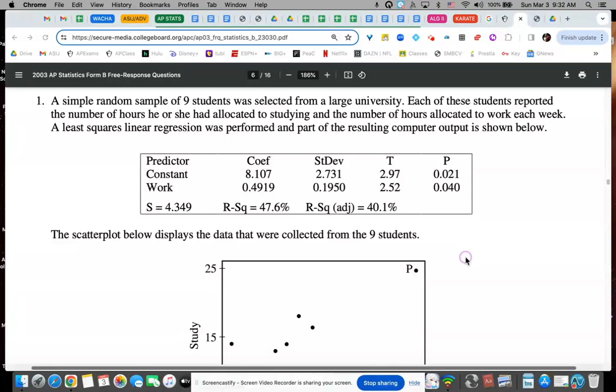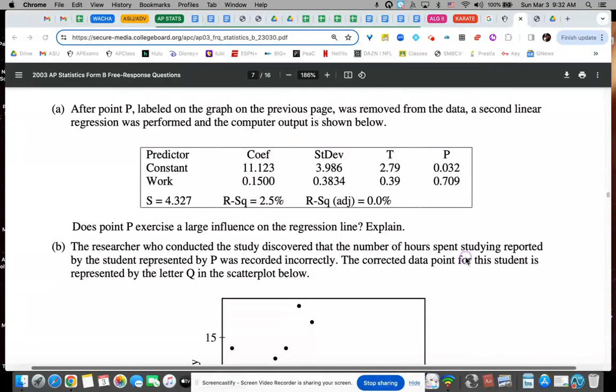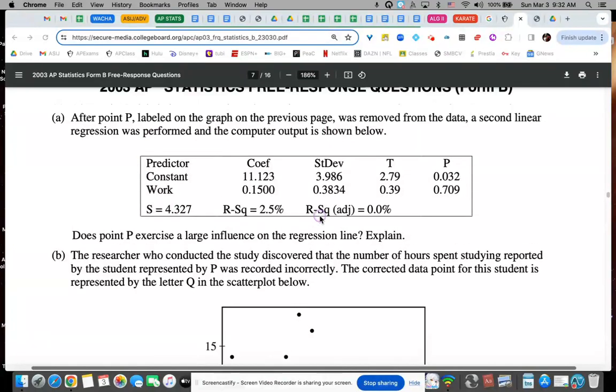Okay, so let's get to the actual question. That's down on the next page here. So A: after point P labeled on the graph on the previous page was removed from the data set. And you'll see later here they talk about how it was a mistake, and they're going to change it. So it was a mistake, so they're going to remove it from the data, and then they do a second regression model. So does point P exercise a large influence on the regression line? So we're just saying, is it large influence?